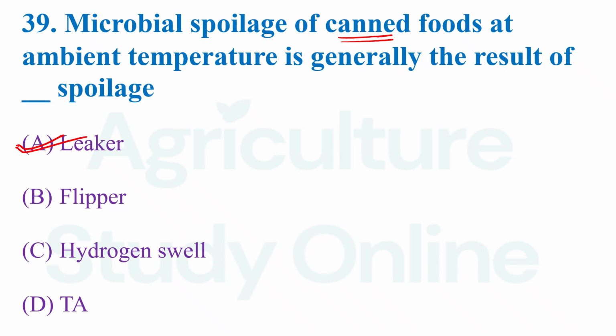Whereas flipper is actually a slight internal gas pressure, which is not necessarily from microbial growth. And then hydrogen swell is a chemical reaction where acid reacts with metal and forms gas. So it's not microbial contamination. And then TA, that is thermophilic anaerobes, occurs at high temperature, not at ambient temperature. So correct option is option number A, that is leaker.